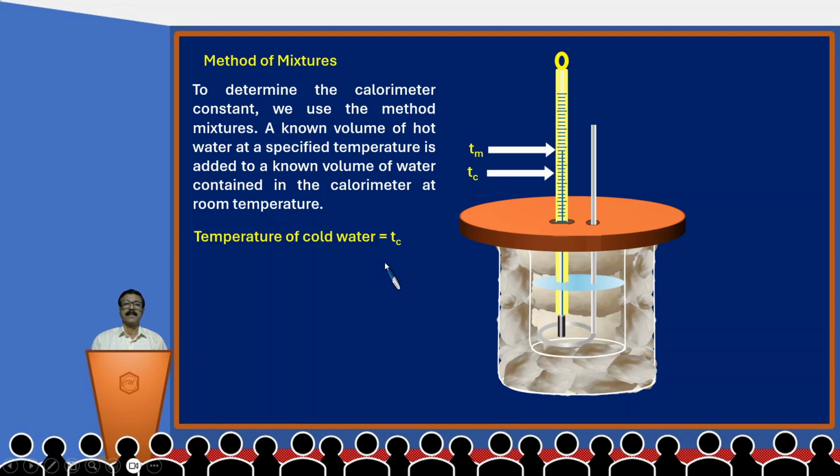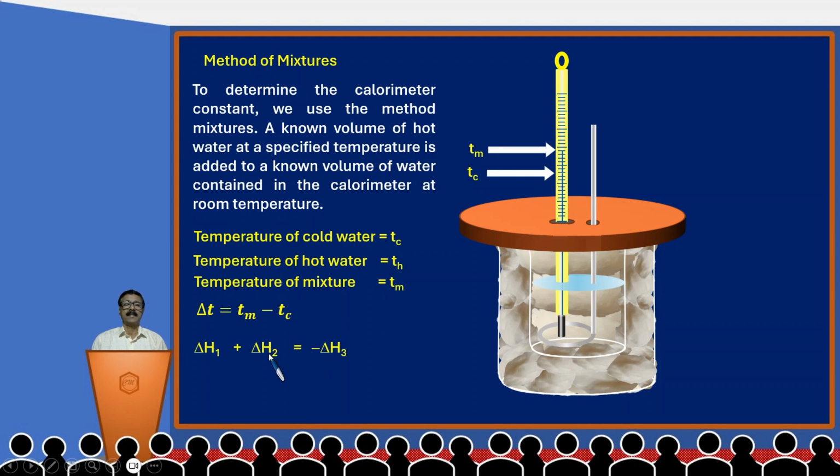Temperature of cold water equals Tc. Temperature of hot water is Th. Maximum temperature attained is Tm. Therefore, delta T is equal to Tm minus Tc. Since energy is conserved, the heat taken by cold water, thermometer, stirrer and calorimeter must be equal to the heat lost by the hot water.